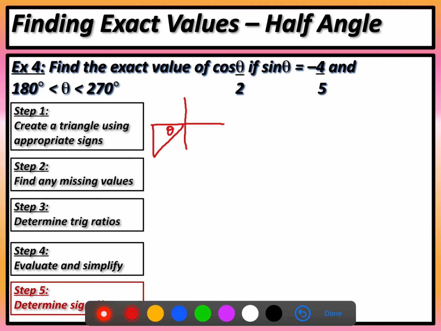And they're giving me the sine value. So this is opposite over hypotenuse. Now the hypotenuse can never be negative, so just make sure that you're placing the negative on the appropriate side. Just because it's in the top of this fraction doesn't necessarily mean that the top number is always going to be the negative one.